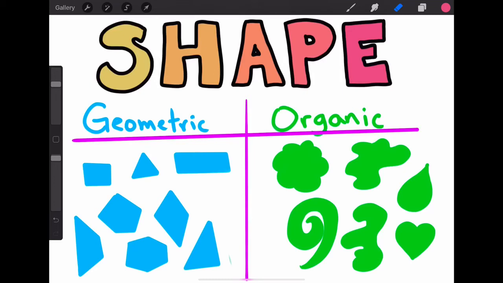Now, there are two shapes that don't follow the rules, because they technically are both geometric and organic. Those shapes are the circle and the oval. They are technically both. They are defined by math, so you use a math problem to create them. However, they are both found in nature as well, and they don't have those straight sides. So circles and ovals technically are both categories. They are both geometric and organic.